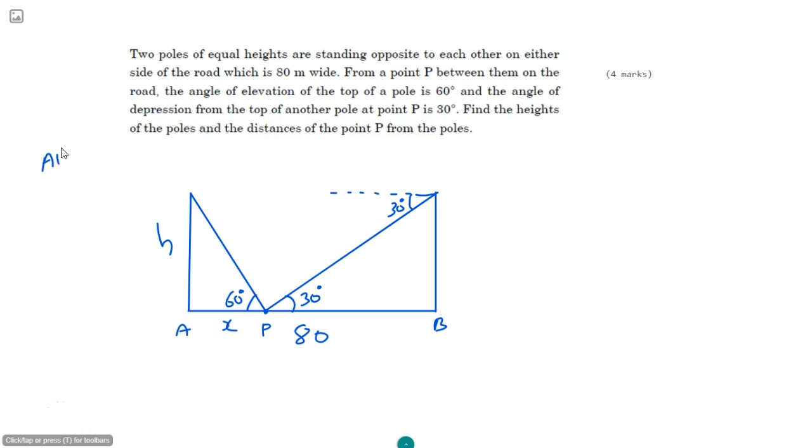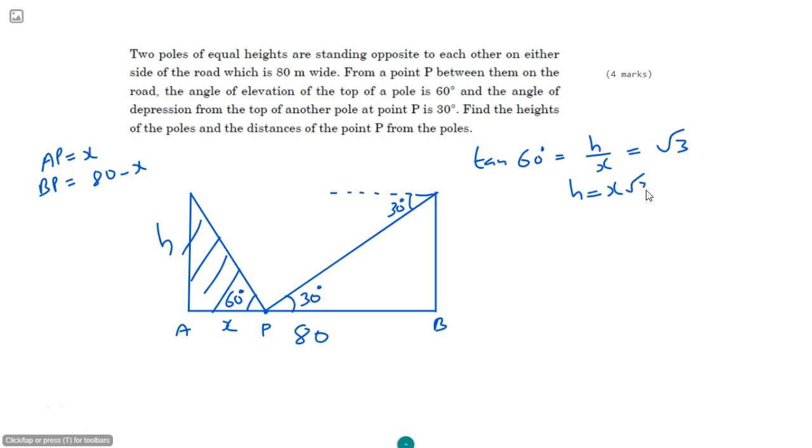Let us call AP x. So we are taking the distance AP is equal to x. BP is going to be 80 minus x because we know the whole distance AB is 80. So if AP is x, BP has to be 80 minus x. Now using tan 60 degrees is going to be h by x. If you look at this triangle, you know tan 60 is equal to root 3. So h is equal to x root 3. That's one equation.